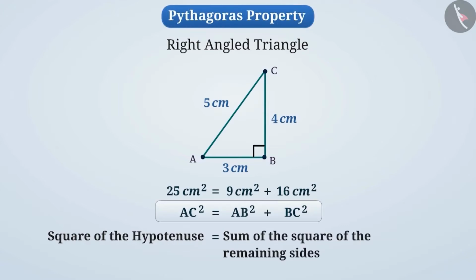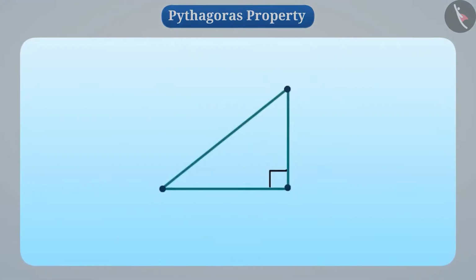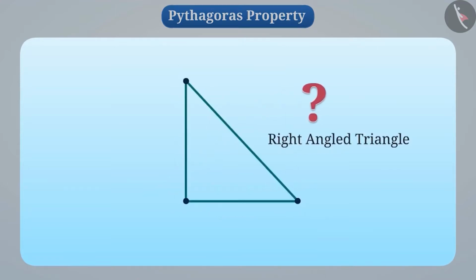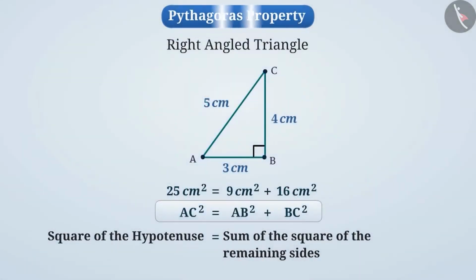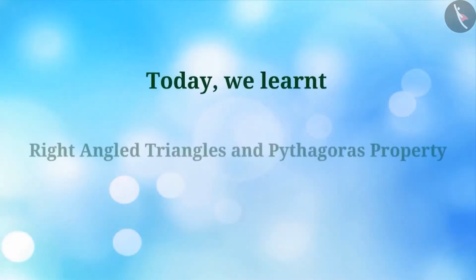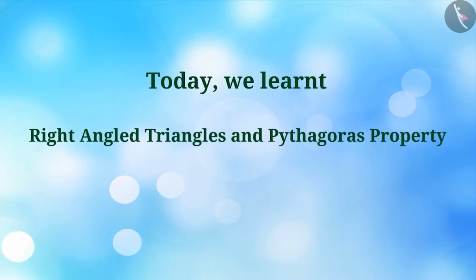This property has many uses, such as if the two sides of a right-angled triangle are known and we have to find the third side, or to prove that a given triangle is a right-angled triangle. Note that the Pythagoras property can be used only for right-angled triangles, but this property cannot be used if the triangle is not a right-angled triangle. Today we have learned right-angled triangle and the Pythagoras property. In the next video, we will see some examples related to these.